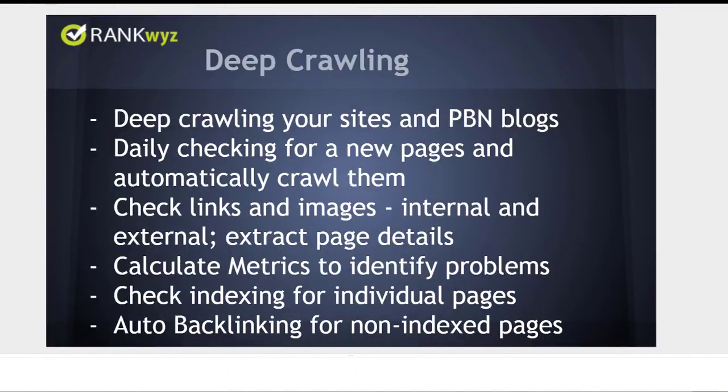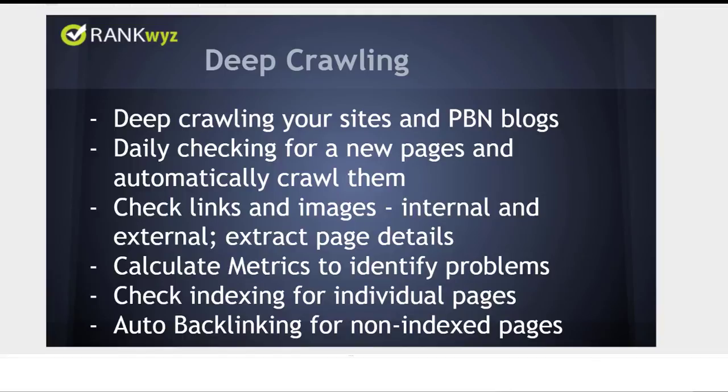And this is the summary of what you already have with deep crawling. So once you enable deep crawling for your site or number of sites in your network, the system will crawl your blogs. System will daily check for new pages based on RSS feed and automatically add them and crawl them. So system during the crawling checks links and images, internal and external, visits them and updates them with the status if they're broken.